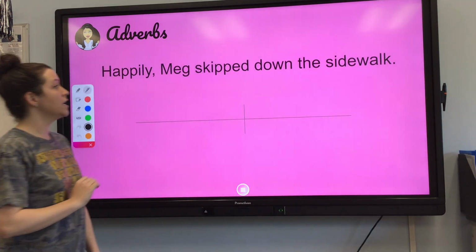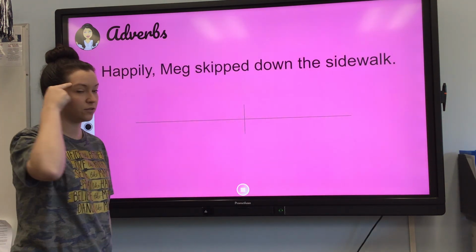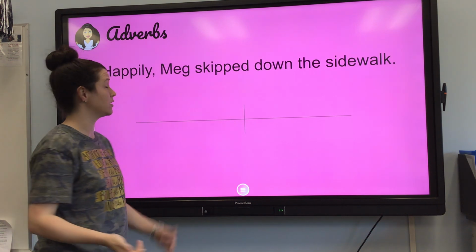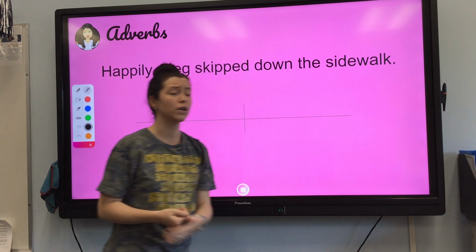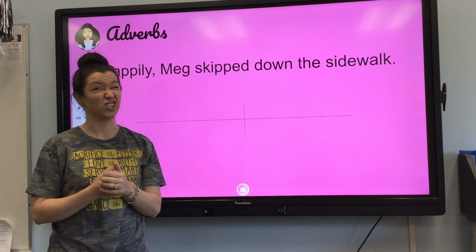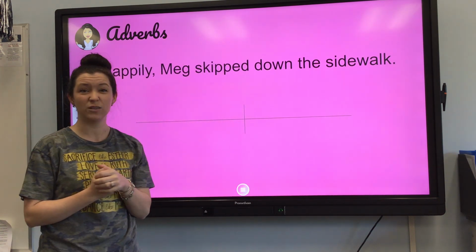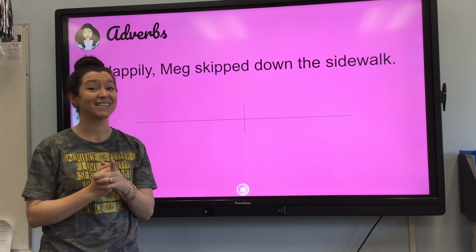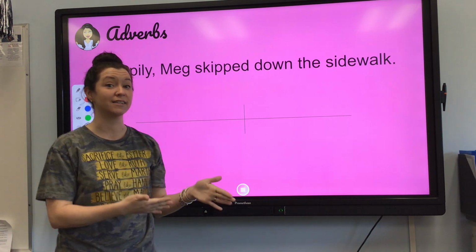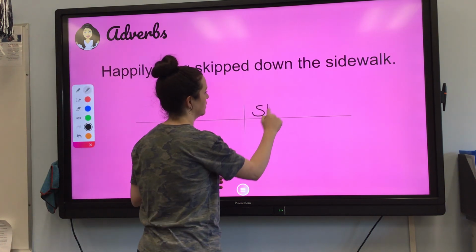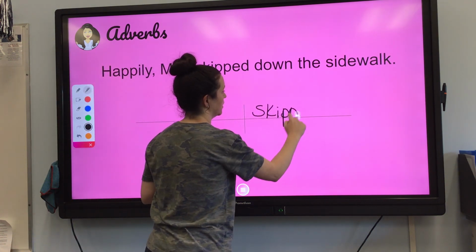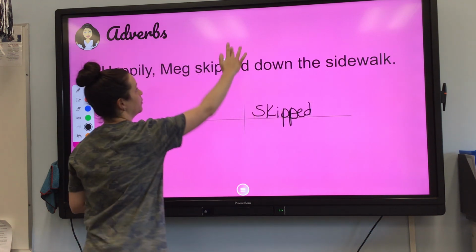So if we're going to look and think about the first verb in the sentence and use that strategy, we walk down the sentence. The first word that is a verb, it's actually an action verb in this one, is what word? If you said skipped, you're right. A person can skip. It is an action verb. So I'm going to put skipped here because that's our simple predicate.